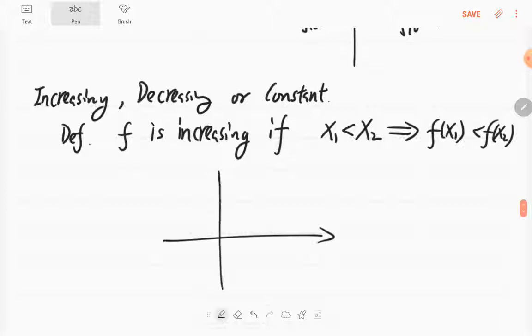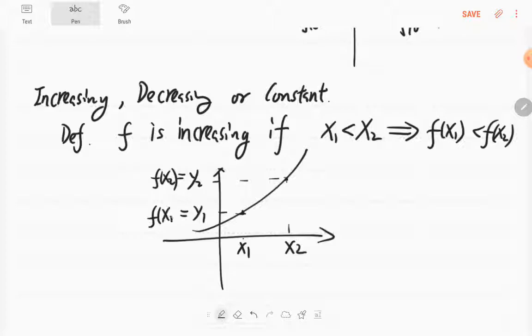This is the graph. x1 is here. This is x2. Right, here is y1. Here is y2. Right, y2 is f of x2. And y1 is f of x1. So from the graph, it's less than, right? So the smaller input will give you the smaller output. So this is called the increasing function.